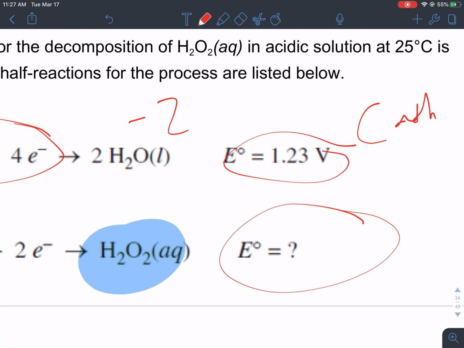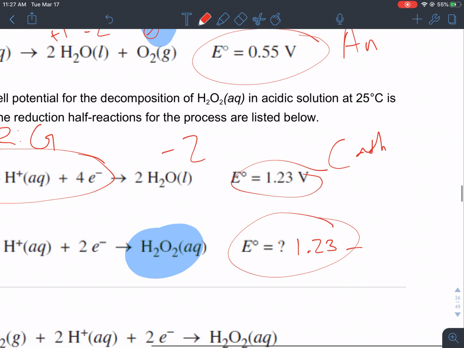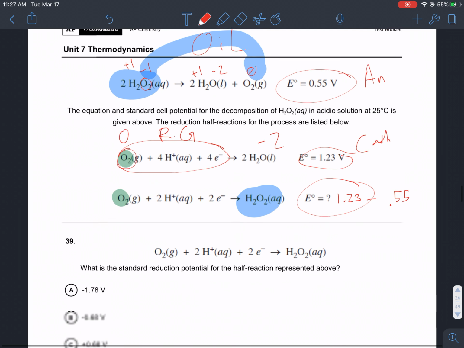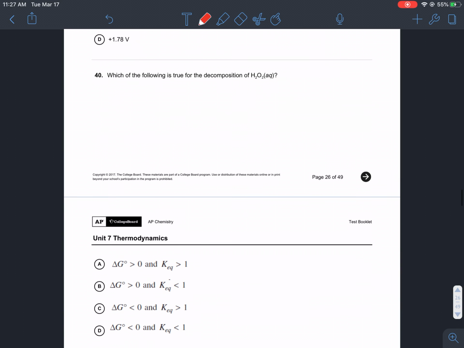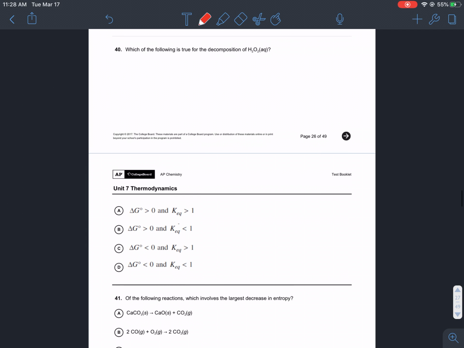So our E cell is E cathode minus E anode, which is 0.55. Your E cell is going to be positive, and that should tell you that this is a galvanic cell, that delta G is negative, and that K is greater than 1. There are so many things that need to be clicking in your brain when you see a number like that. You'll get there. Promise. Actually, I don't know who I'm talking to, so I promise nothing.